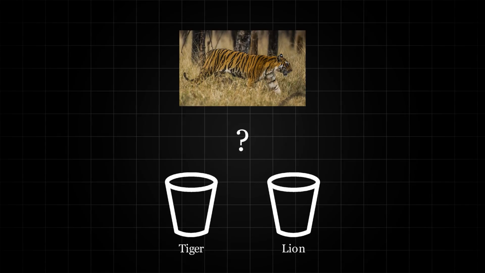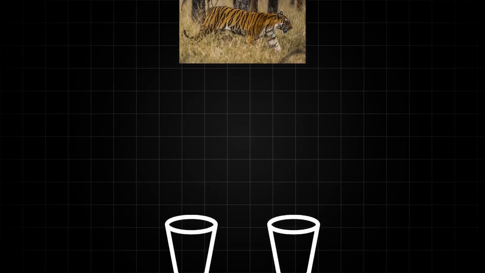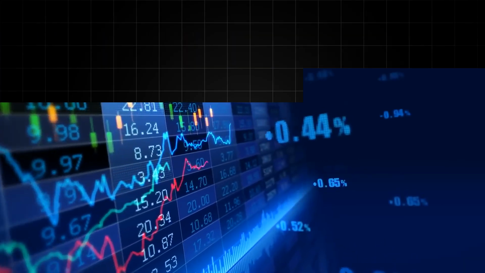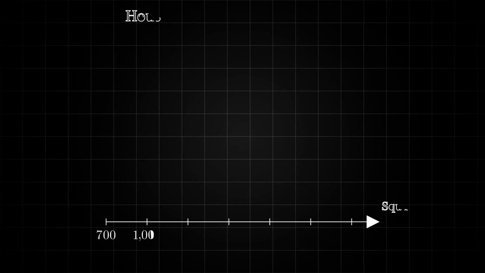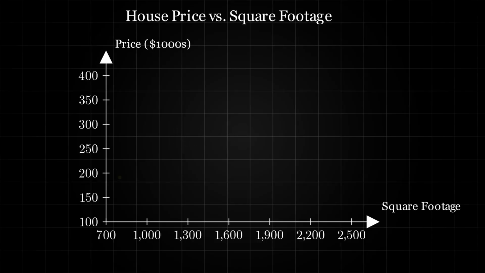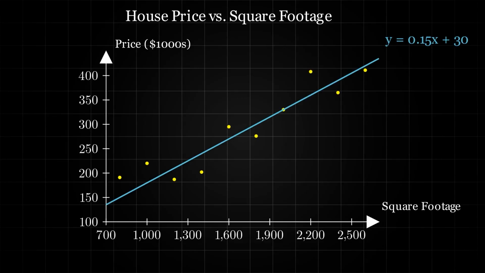But machine learning isn't limited to categories. It can also predict numbers. This is called regression. Take housing prices, for instance. If we give a machine data on houses, like square footage and price, it can learn the mathematical relationship between those numbers. In this case, a linear regression is being performed on data points to calculate a linear function. Now, when you input a new square footage, the linear function can estimate the price of the house.